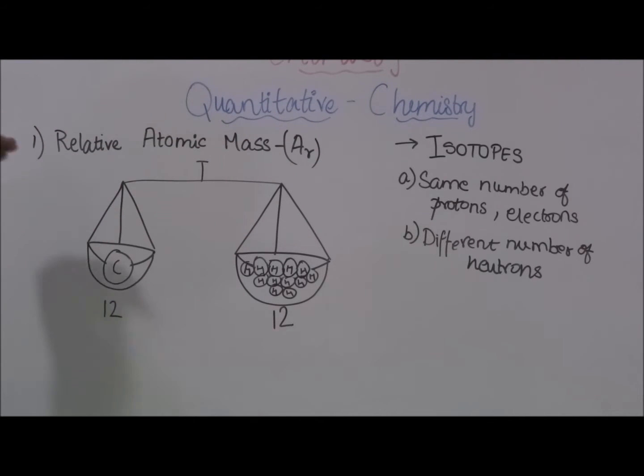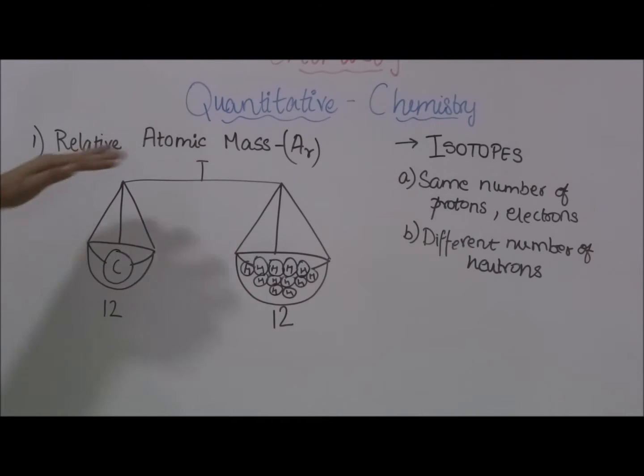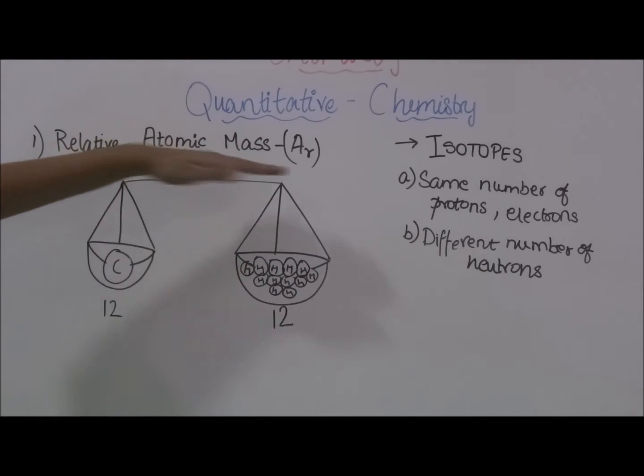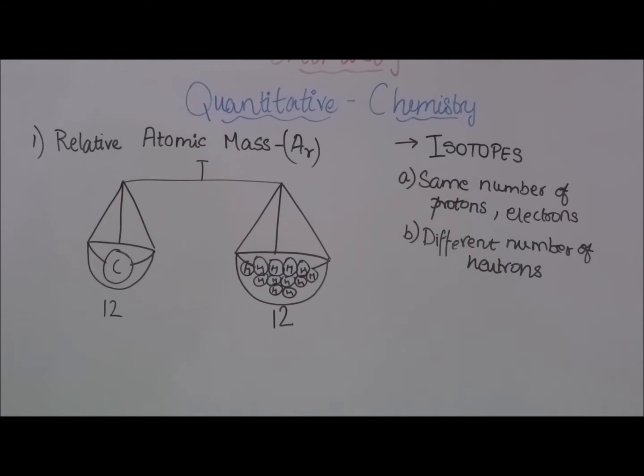The relative atomic mass of an element is the average of all the naturally occurring atoms of the element. Now in one of my previous videos I spoke about isotopes. Isotopes are atoms of the same element which have the same number of protons and electrons but different number of neutrons. So the relative atomic mass, that is AR, is the average mass of all the isotopes of a substance.